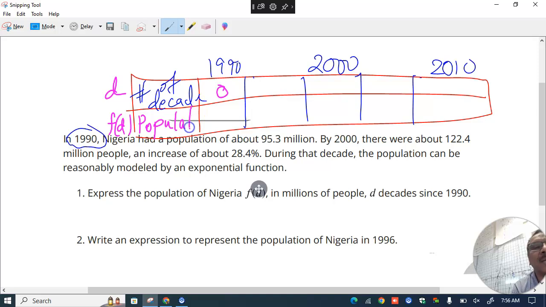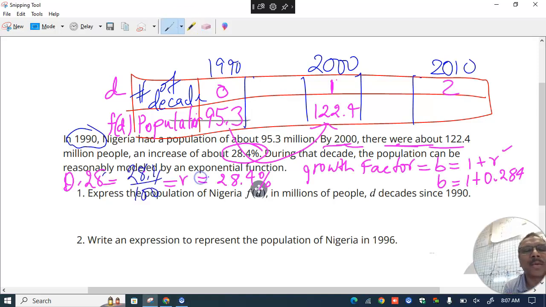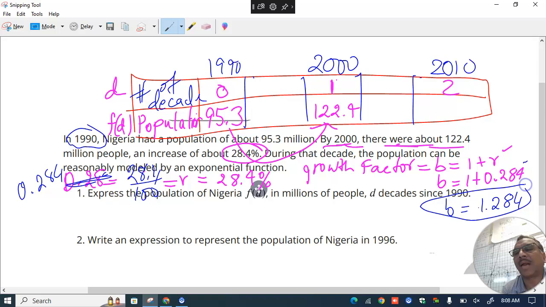population after so many decades. Zero decades is the beginning, so they already gave us that the population is 95.3 here. And 28.4% is 0.284, so that goes right here, and the answer becomes b is 1.284. So you already know that's the growth factor.